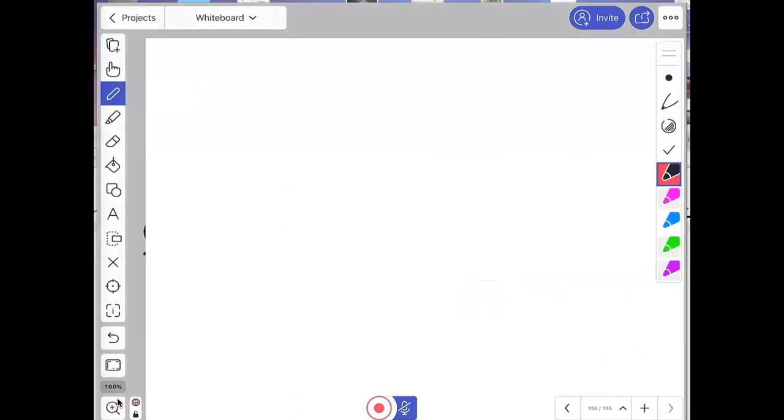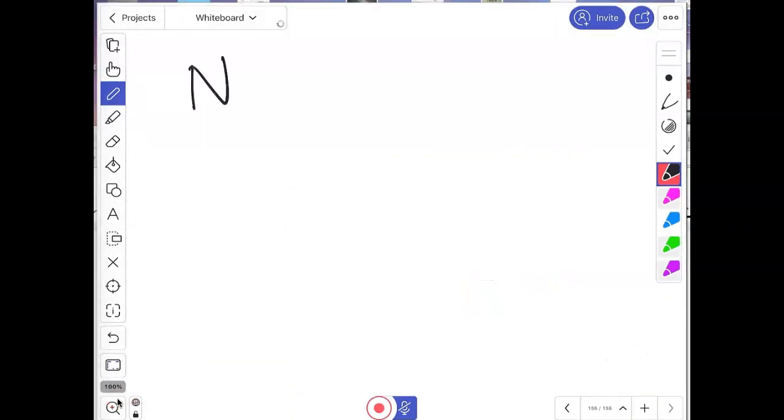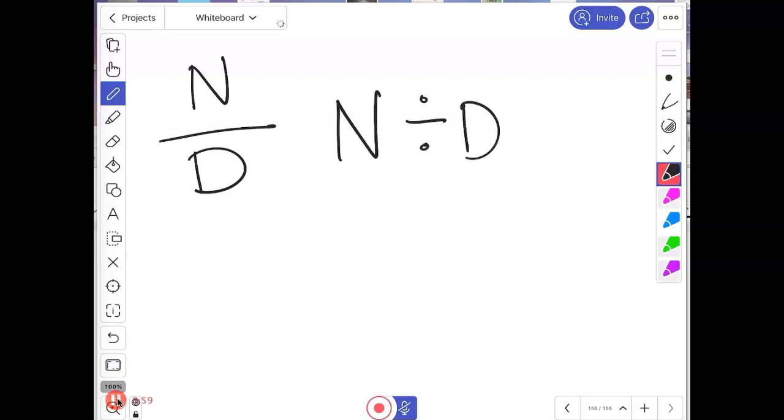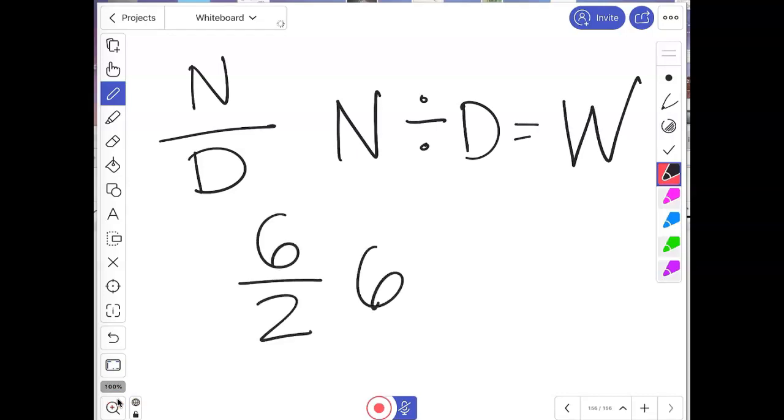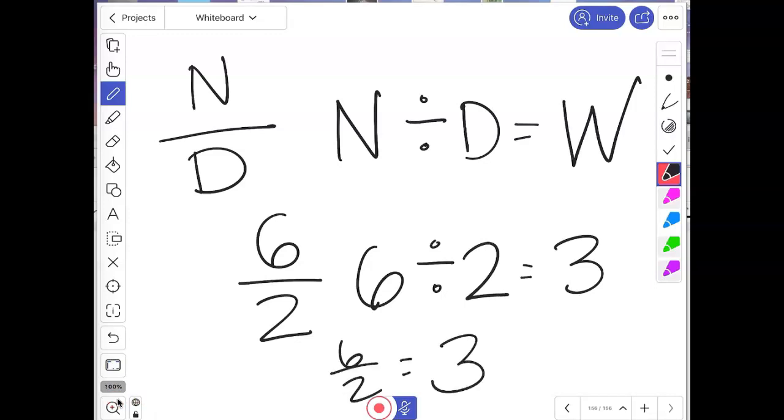So what you need to remember is your numerator over your denominator is the same thing as numerator divided by denominator, which will give you the whole number. So if it is 6/2, that is 6 divided by 2 equals 3. So 6/2 equals 3. You have a Google form to practice this, and then you are done with your math for the week.